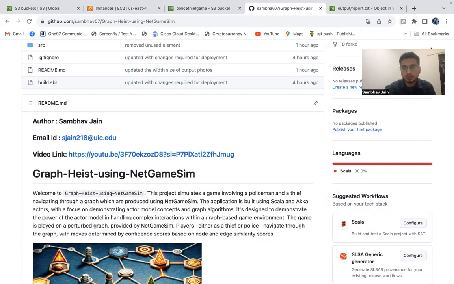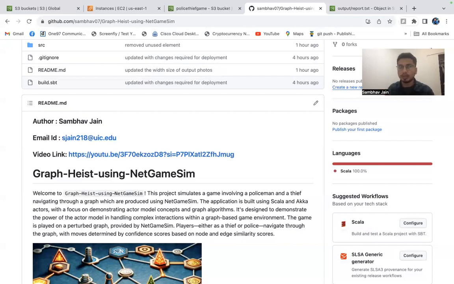So welcome to this project of mine, and I have named this Graph-Heist using NetGameSim. This project simulates a game involving a policeman and a thief navigating through a graph, which are produced through NetGameSim, as mentioned earlier. The application is built using Scala and Akka actors with a focus on demonstrating actor model concepts and graph algorithms.